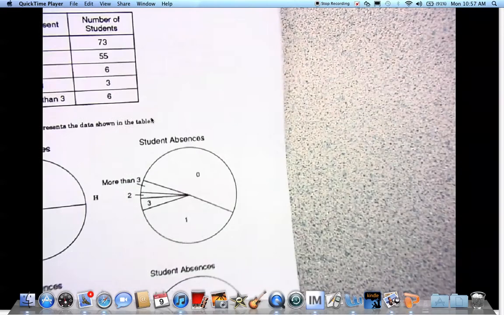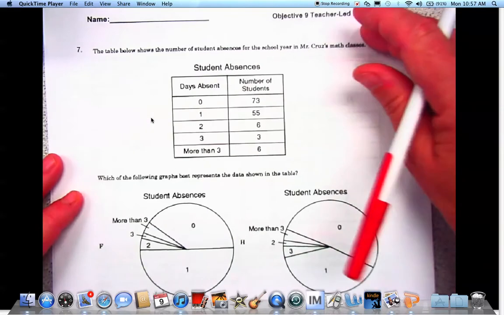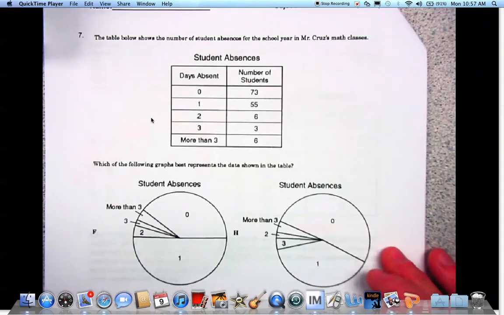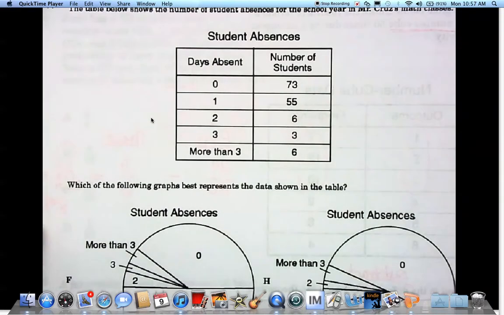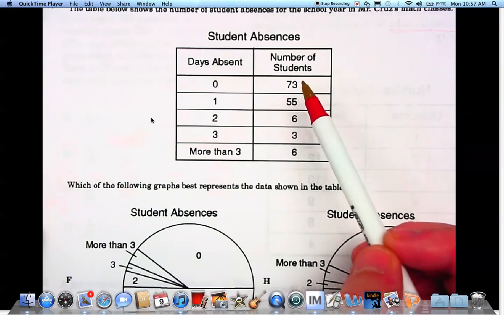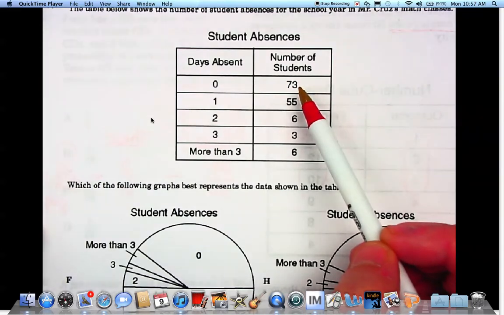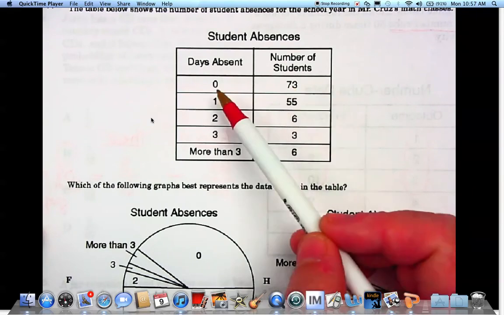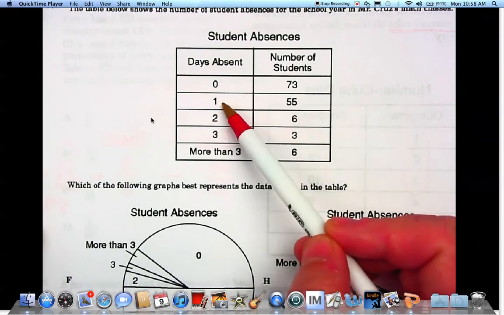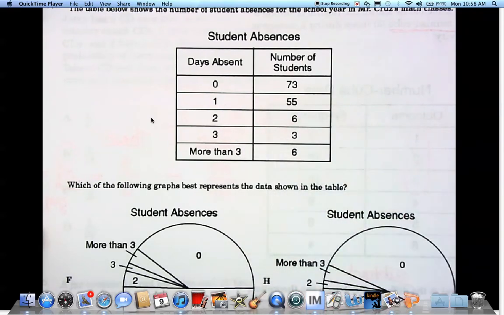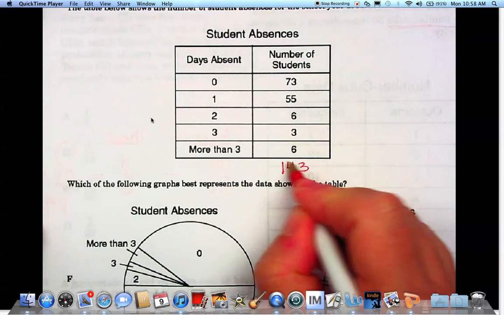All right, number 7, the table below shows the number of student absences from the school year in Mr. Cruz's math class. So it says 0 days absent, 73 students. What does that mean? 73 of his students had 0 absences, and then 55 of his students had 1 absence. Could you figure out how many students he had? 143. You add them all up, 143.